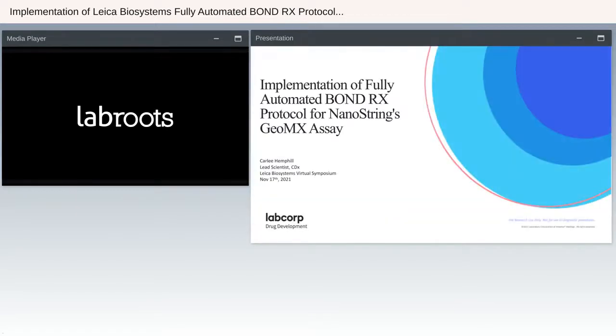Hello, everyone. Good afternoon. My name is Carlee Hemphill, and I'm a lead scientist here at the LabCorp Drug Development System. I want to thank the moderators for having me here to present today. I'm going to present on the implementation of the fully automated Bond RX protocol for the NanoString GeoMX Assay and what we've done so far here to make sure that it is working in the beta version before the commercial launch.